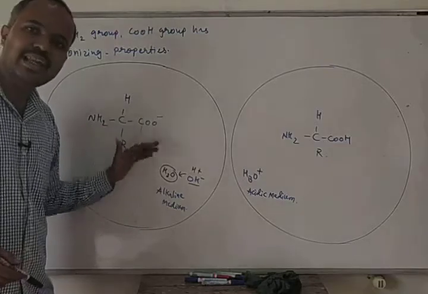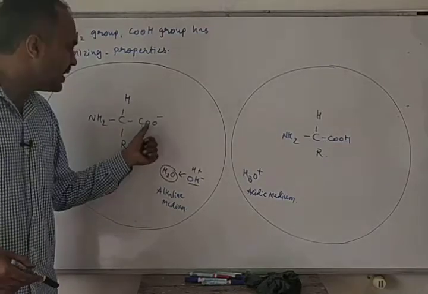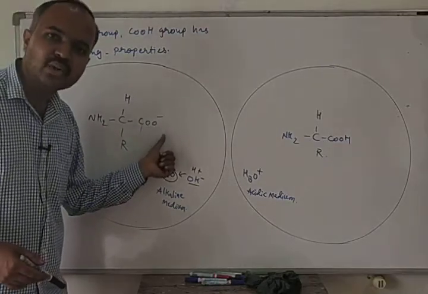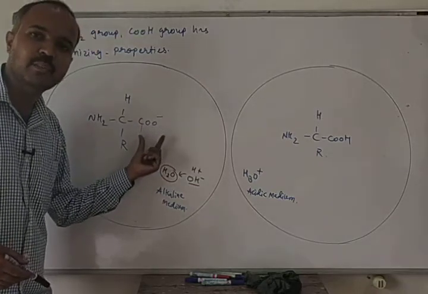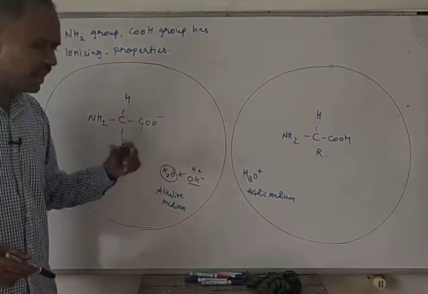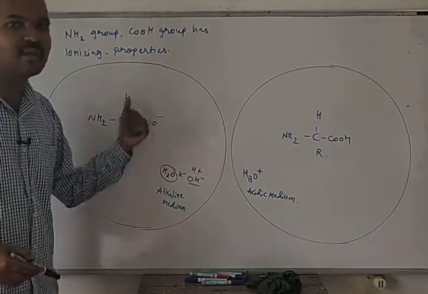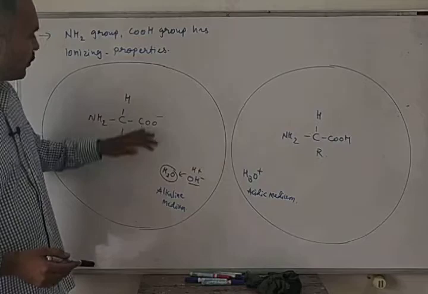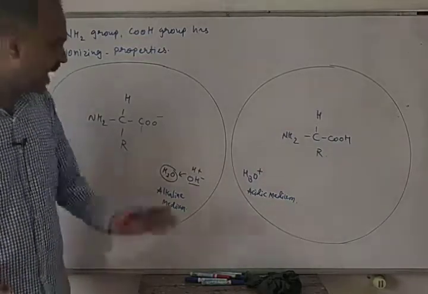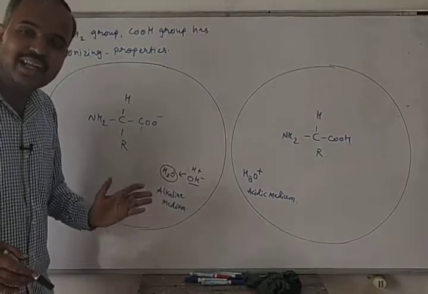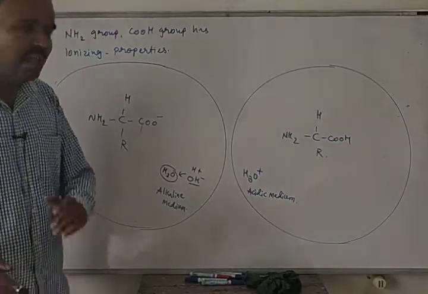And after donating their hydrogen to the medium, they develop negative charge on the carboxyl group. In this manner, the carboxyl group has been ionized. So through this we have proved that this carboxyl group can get ionized in the alkali medium.